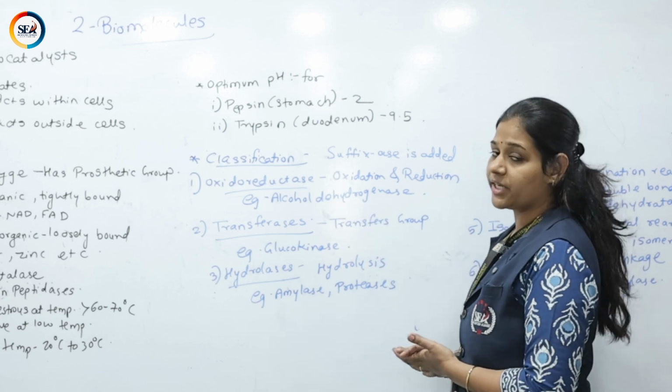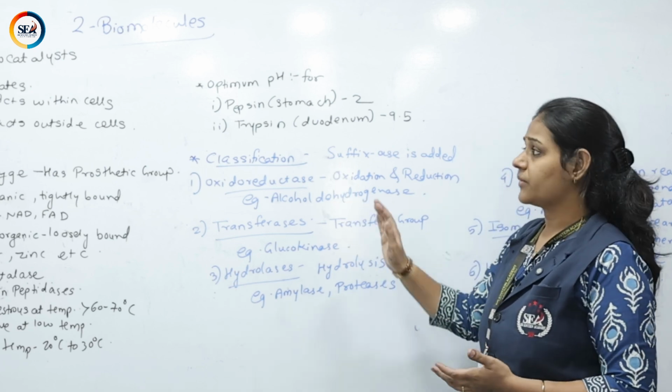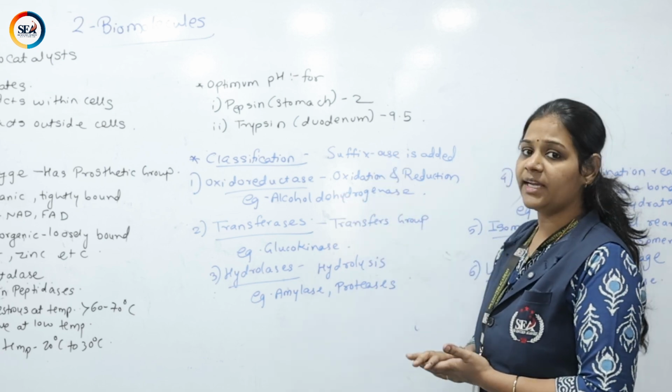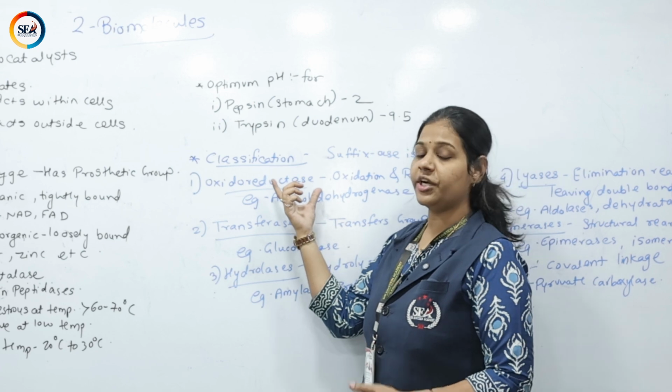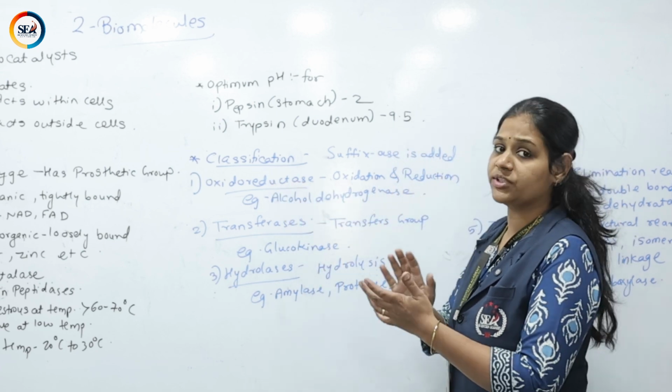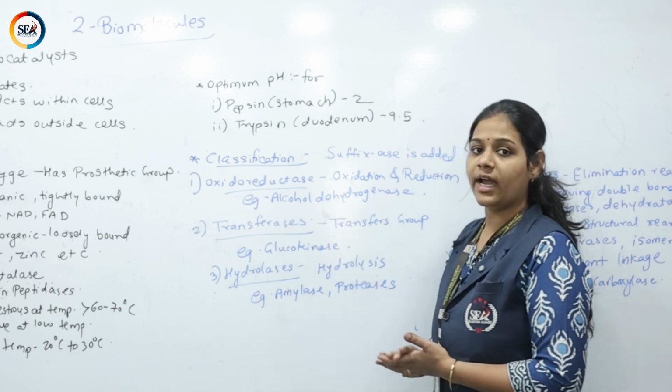Now we will see classification. There are 6 groups of enzymes. The suffix ASE is added to the group name. First is oxidoreductases, which carry out oxidation-reduction reactions, or redox reactions. Example, alcohol dehydrogenase.